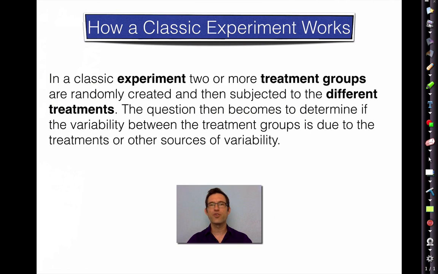In a classic experiment, two or more treatment groups are randomly created, then subjected to different treatments. The question then becomes to determine if the variability between the treatment groups is due to the treatments themselves or other sources of variability. All right? So again, this is where randomization is important. This is where the analysis of variation and variability is important, right? We're going to be dividing up subjects into two or more groups, treating them differently, seeing how they respond, and then understanding why the variability occurred. All right? So let's jump into this exploration.